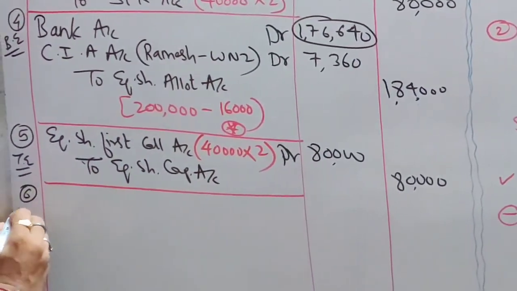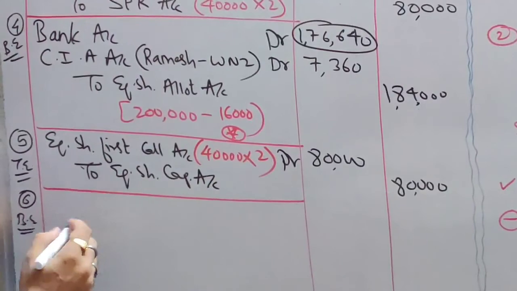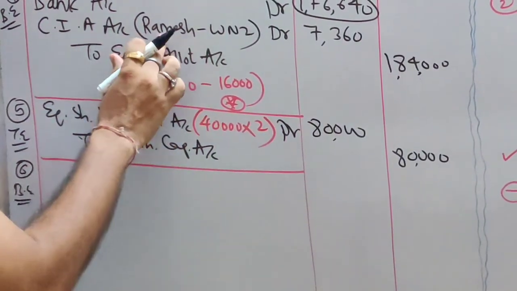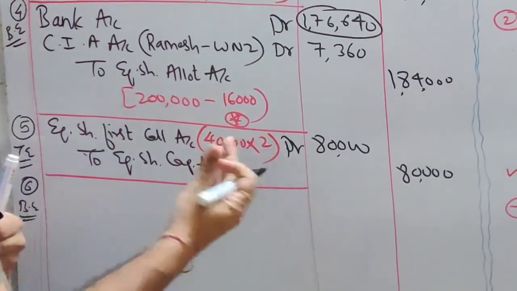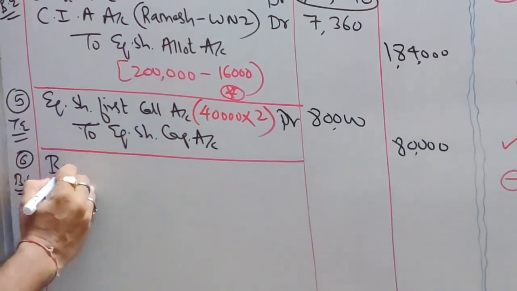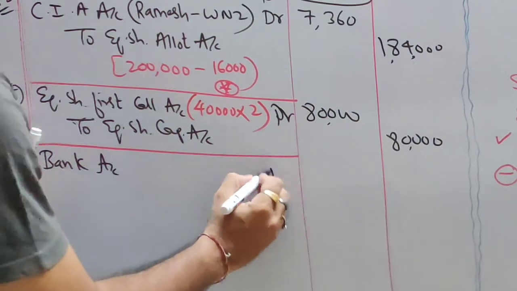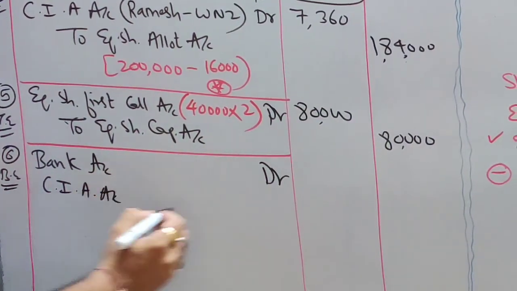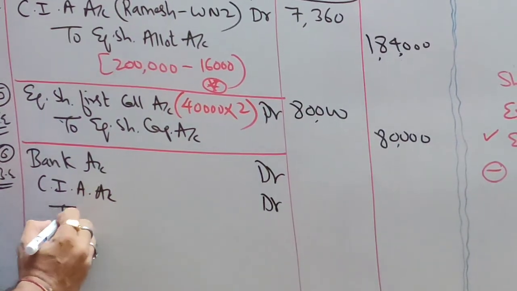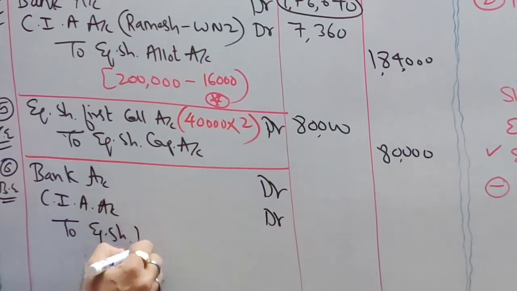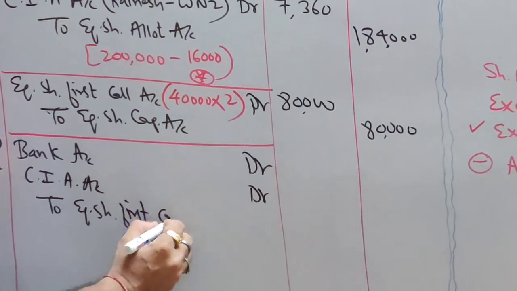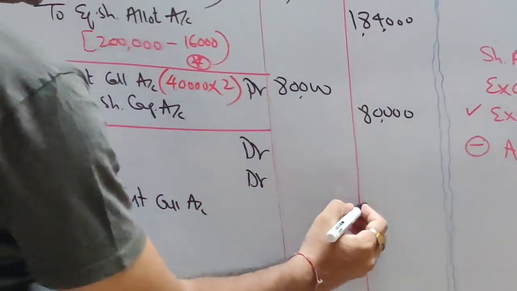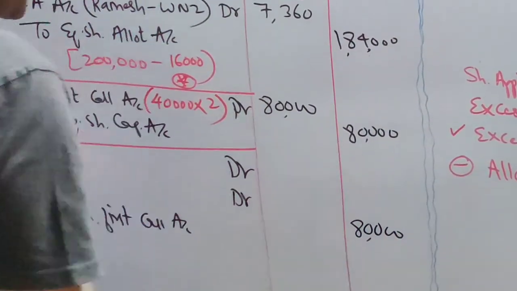Bank entry. Be careful with the bank entry. Why? Because there are arrears. Who made arrears? Both the persons, Ramesh and Suresh. So tell me the arrear entry. Bank account debit, call in arrear account debit to equity share first call account. I want to cancel this account, so I am going to write the same amount, 80,000.